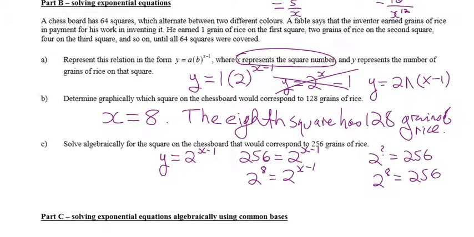If 2 to the 8th is equal to 2 to the x minus 1, what can we say about x minus 1 and 8? What do we say about these two things here? They must be the same. They've got to be equal to each other. So we drop the 2's. We say 8 is equal to x minus 1. So x, add 1 to both sides, is 9. So the 9th square.